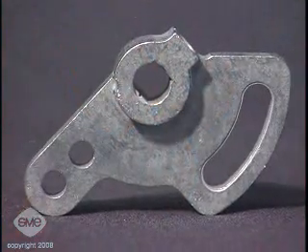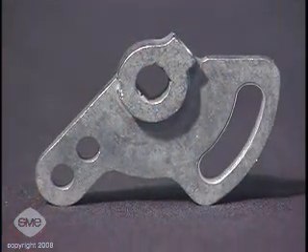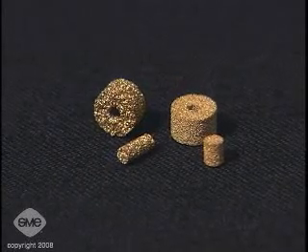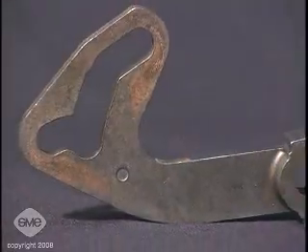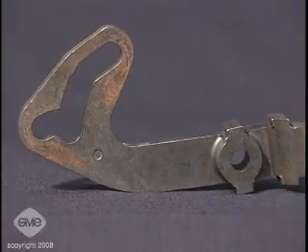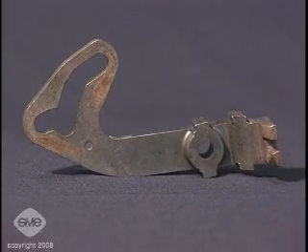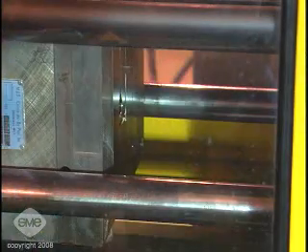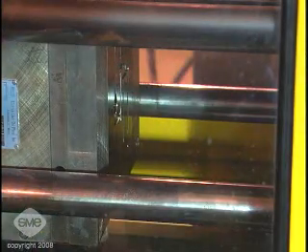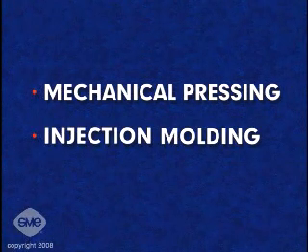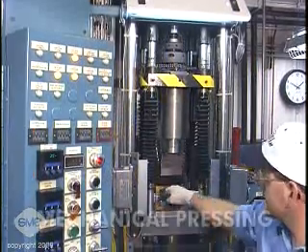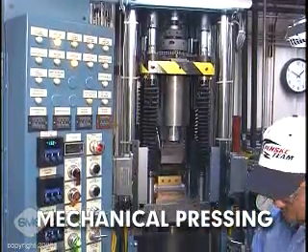Final part density is extremely important. Although controlled porosity is required and achievable for certain parts, the performance of structural parts increases directly with increasing density. The common methods of consolidating and shaping metal powder for parts production include mechanical pressing, injection molding, and isostatic pressing. Most parts are made by mechanical pressing and sintering.